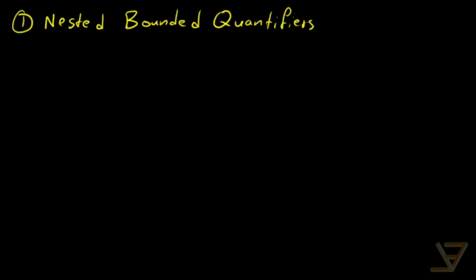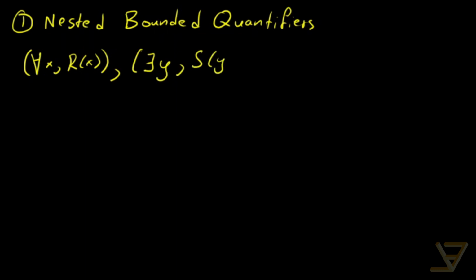Let's say we have something like for all x, r of x, and then we have there exists an x such that there exists a y such that s of y, and they must satisfy p of x, y, where p is a predicate in the variables x and y. So what does this mean? How can we open this up?